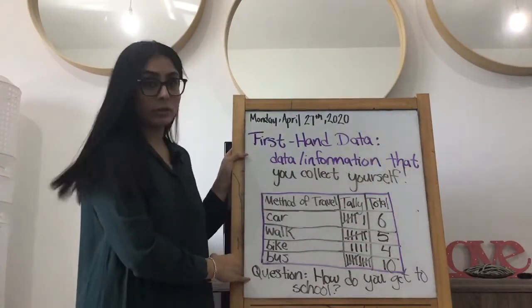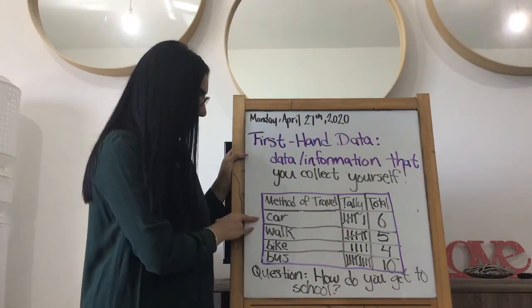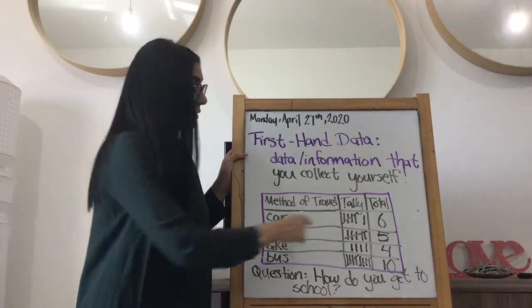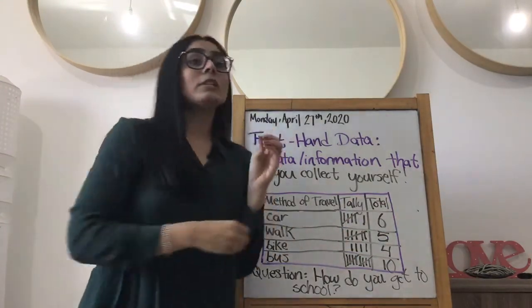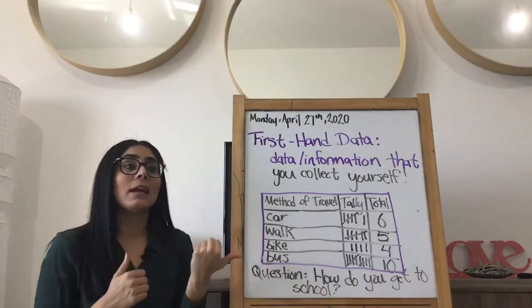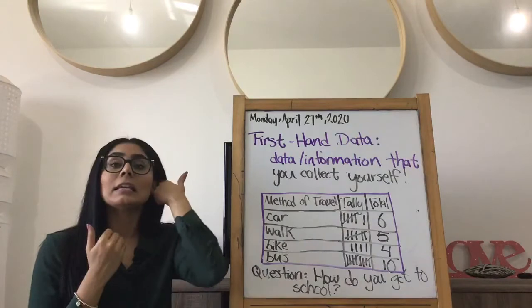You start with a question, whatever you want to find out. You find out the different options you want. And then you tally it, and then you just write down the totals. Now this is my first-hand data. Why? Why is this first-hand and not second-hand? It's first-hand because I collected the information.